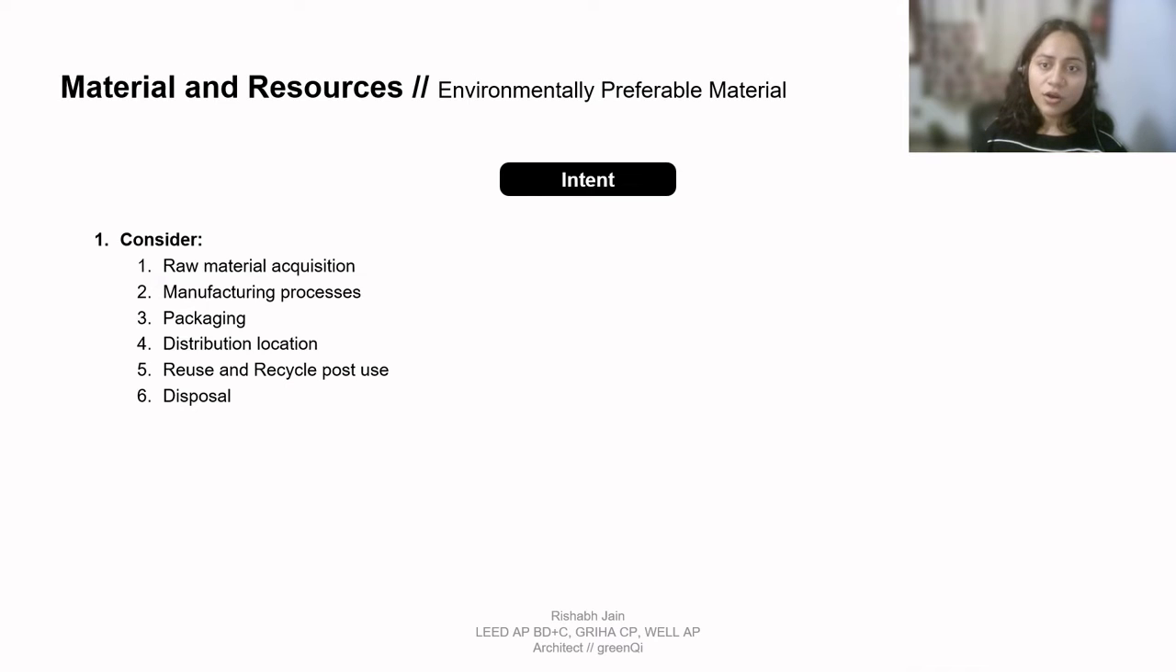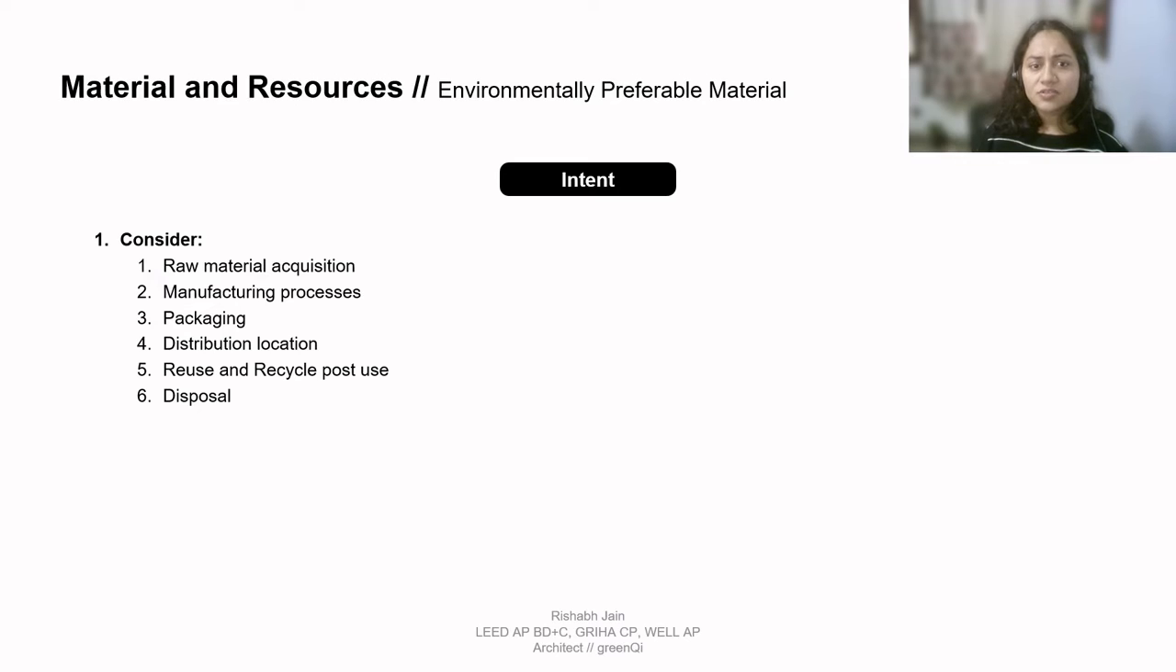So how far along is the material going? What is the manufacturing process, manufacturing factory, and then the distribution factory? So what is the distance that the product is traveling? If the product is local within the region, then the emissions from the transportation are reduced. So that is where the distribution location is important.